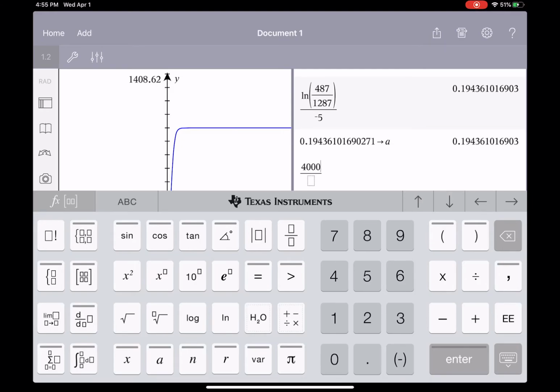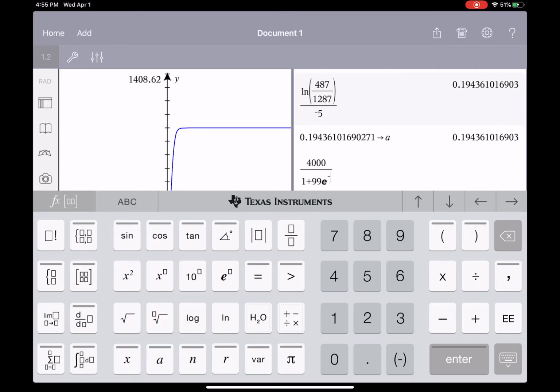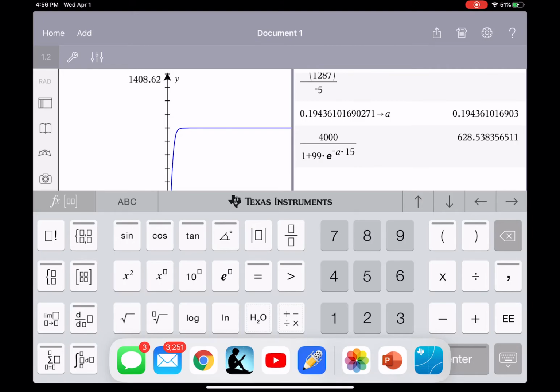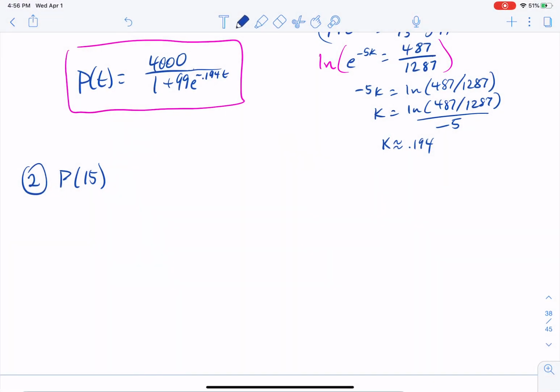I have the fraction 4,000 over 1 plus, our b value was 99, e to the negative a, because I stored that in as a, times 15. And let's approximate. Our number of elk is 628. I'll go ahead and write 629. We'll give that 0.5. It's not half an elk. We're just going to say that's an extra elk. So we've got approximately 629 elk.